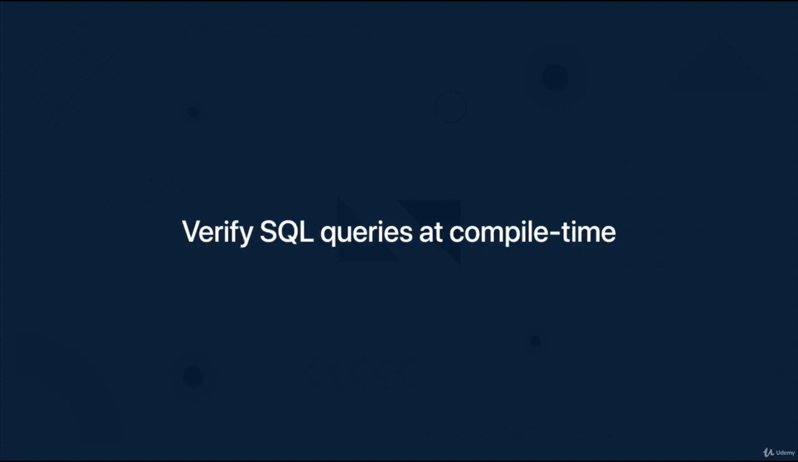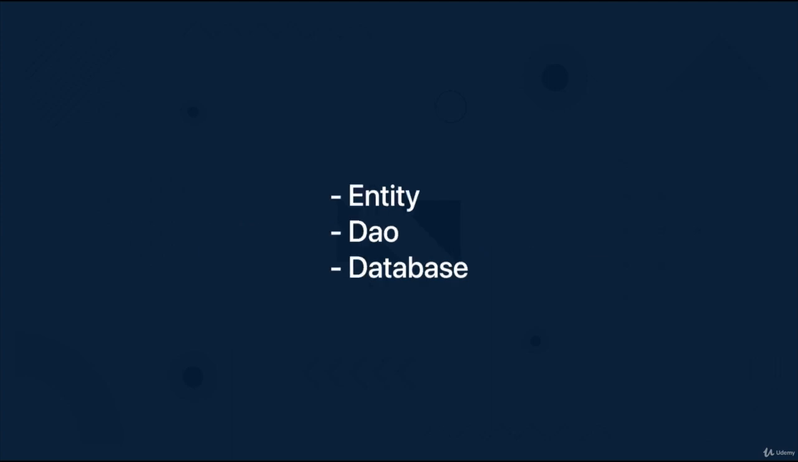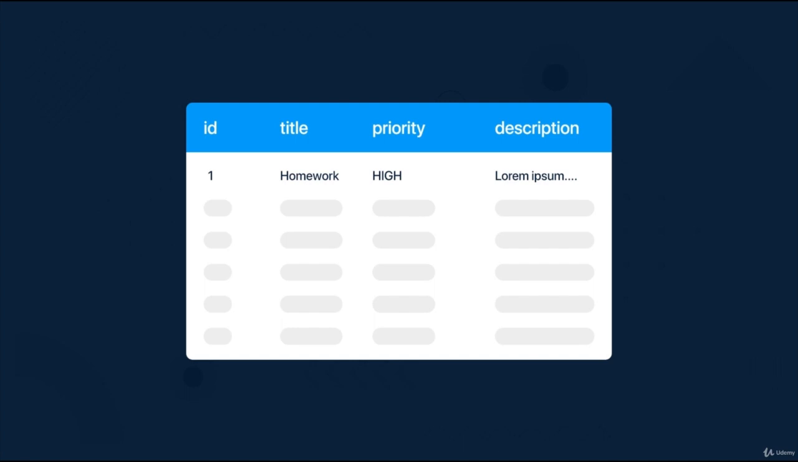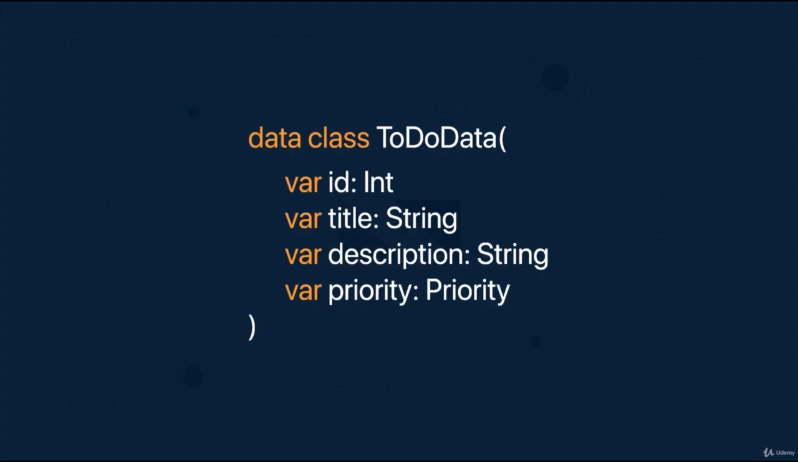The main components of the Room library are entity, DAO and database. An entity represents a table within the database. The Room library creates a table for each class that has an entity annotation, and the fields in the class correspond to columns in the table. Therefore, entity classes tend to be small model classes that don't contain any logic.